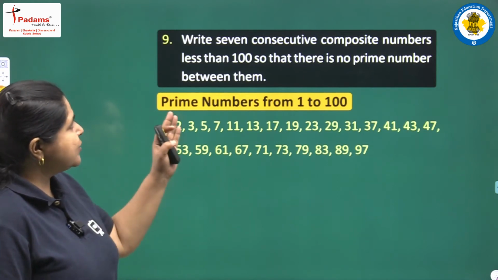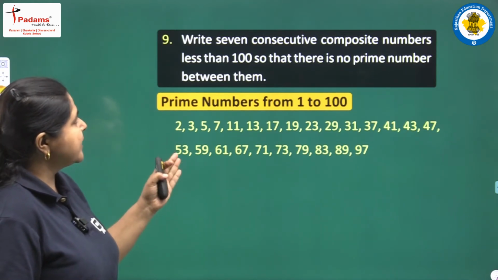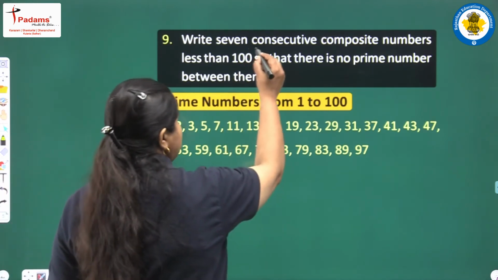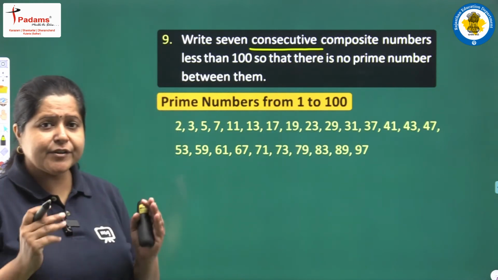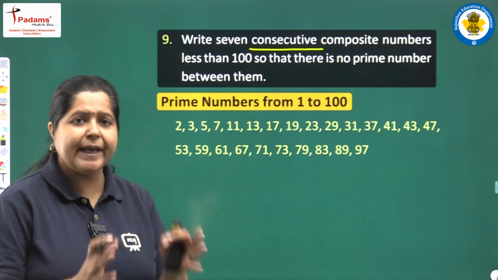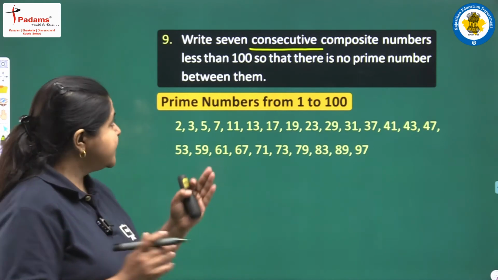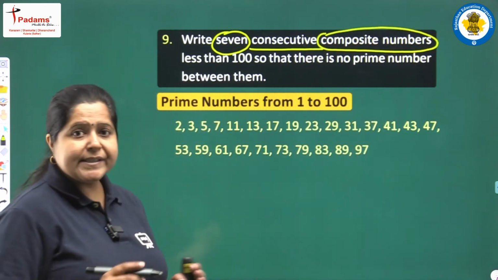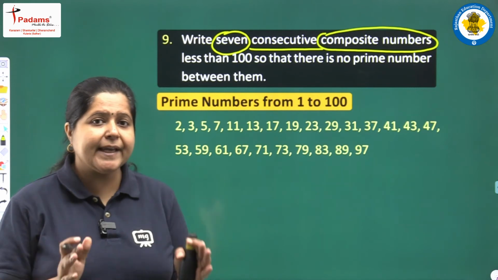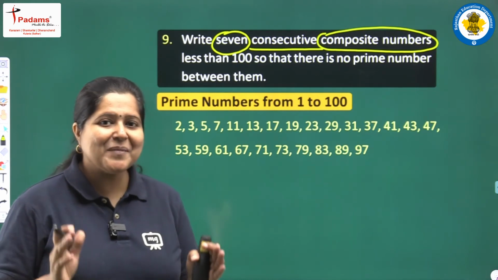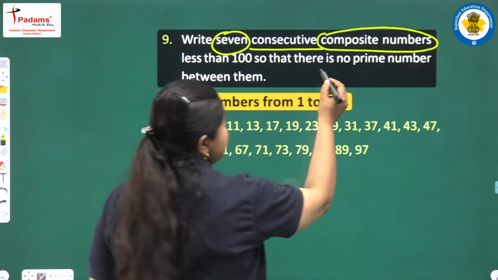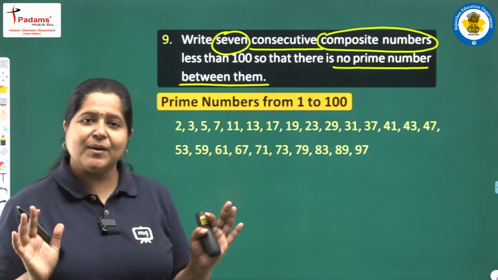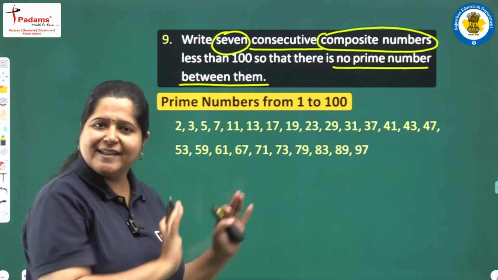Write 7 consecutive composite numbers less than 100 so that there is no prime number between them. What do you mean by consecutive? Consecutive means continuously. There should be no break in between. So we have to write 7 composite numbers which are continuous. There should be no break in between. Break of what? There should be no prime number in between. So we need to have 7 such composite numbers continuously, one after the other.